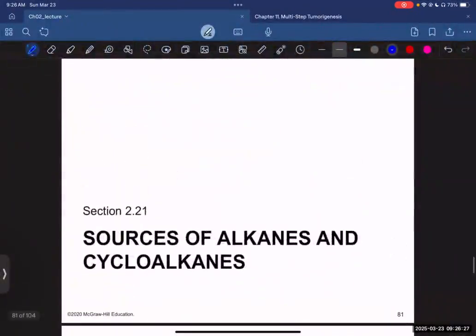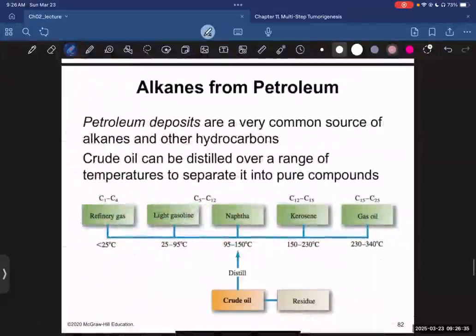Now we're going to briefly look at where these alkanes or cycloalkanes come from. Most of them are indeed going to come from petroleum deposits, which is basically petroleum that's found under the ground and the sea. This is where all of these alkanes, as well as other hydrocarbons, are going to come from. Now, petroleum is a much more broad term to talk about this type of oil. But if we look more closely at petroleum, it can basically be distinguished into crude oil or petroleum oil.